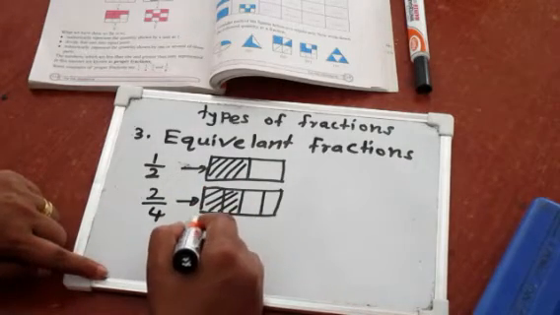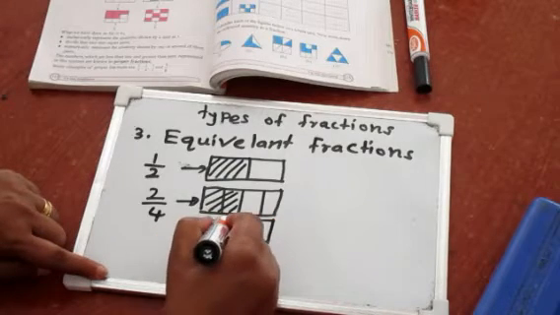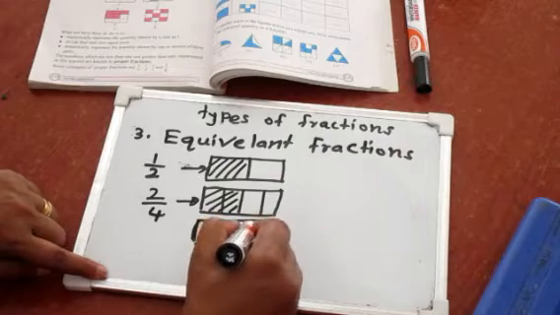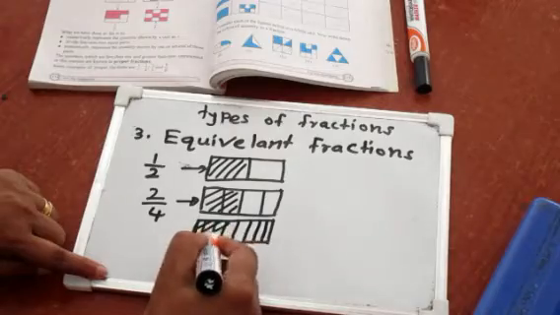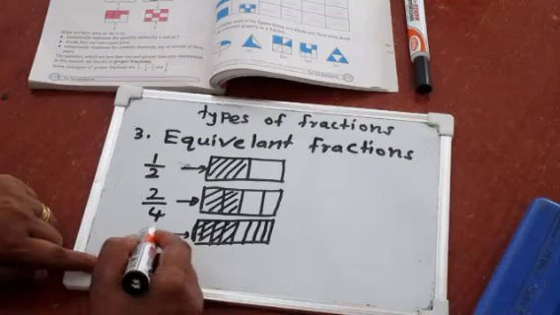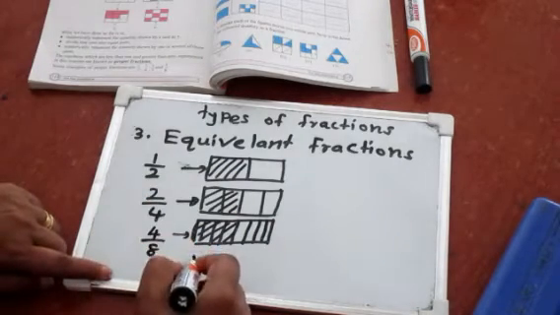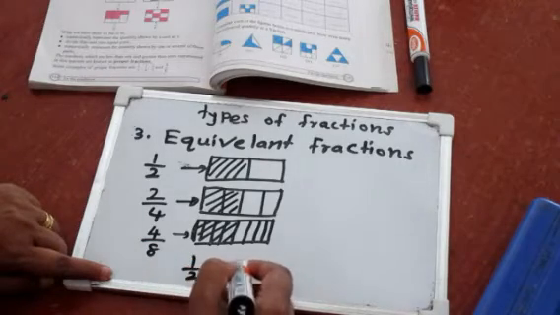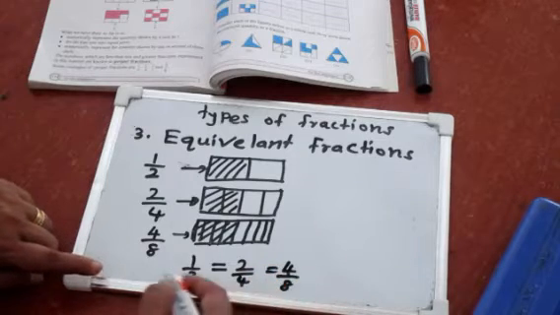Now divide the same quantity into 8 equal parts. Now color the same quantity. Then the colored portion is 4 over 8. Then we can write these fractions together: 1 over 2 equals 2 over 4 equals 4 over 8. Then these are called equivalent fractions. Now you have a clear idea about types of fractions.